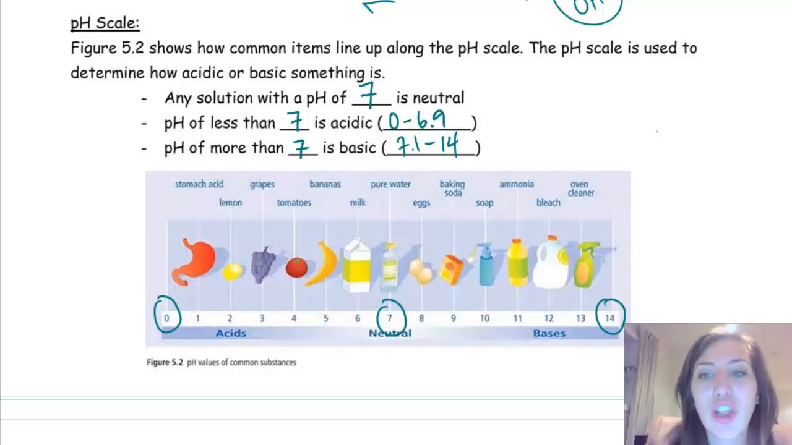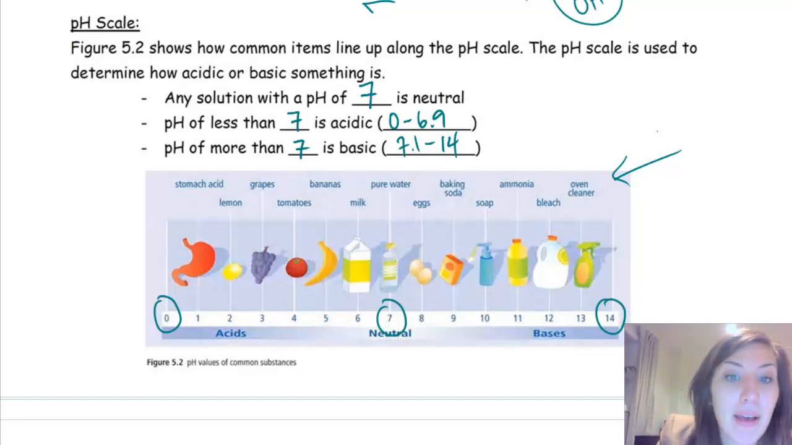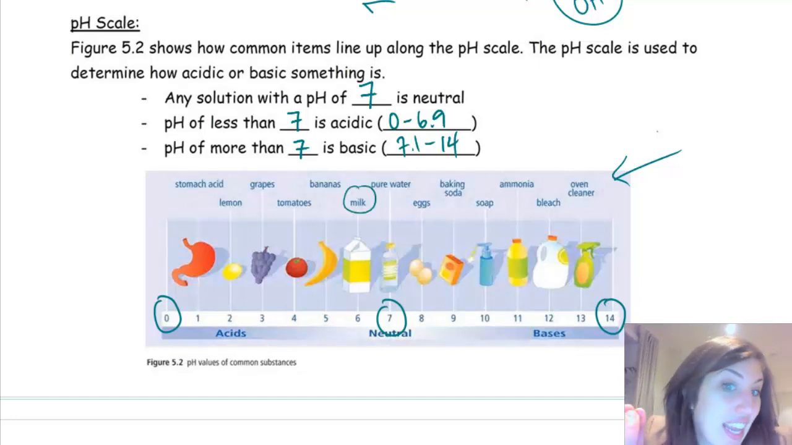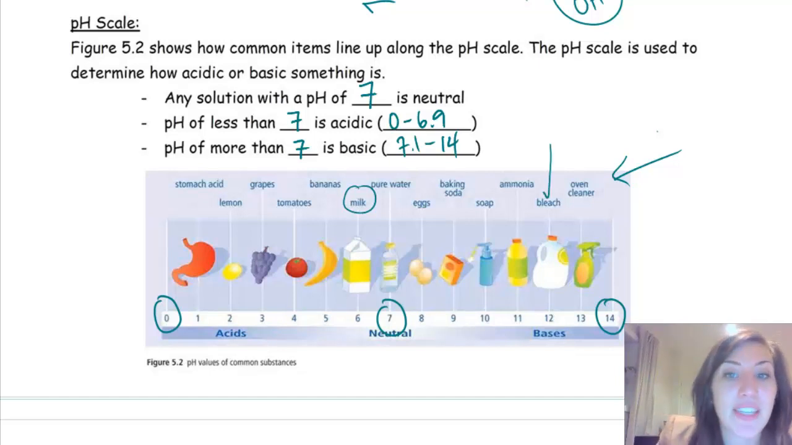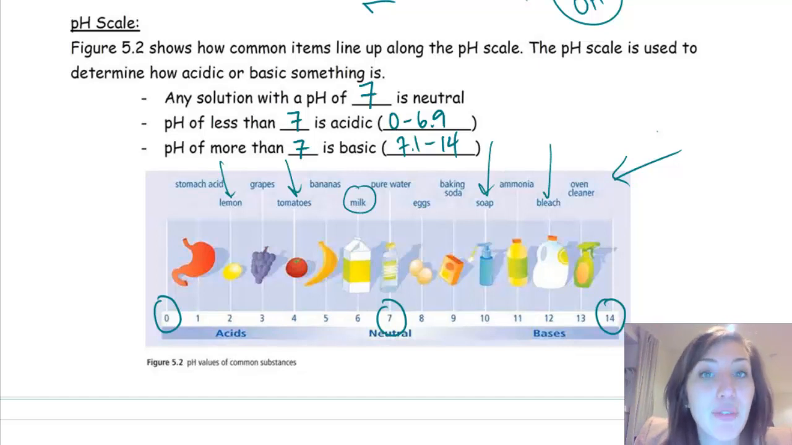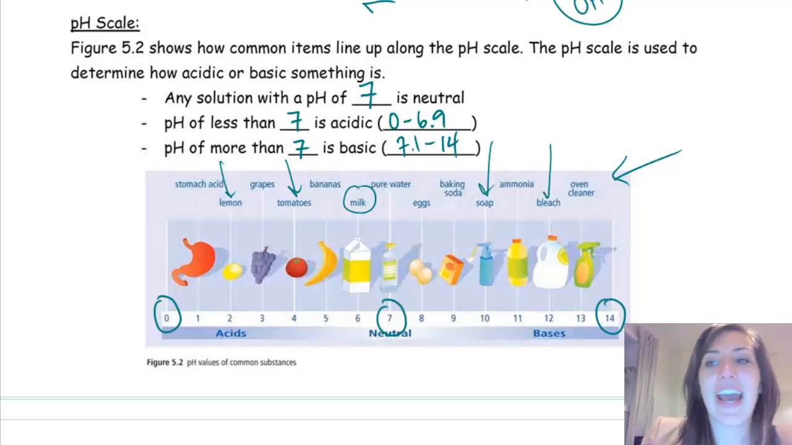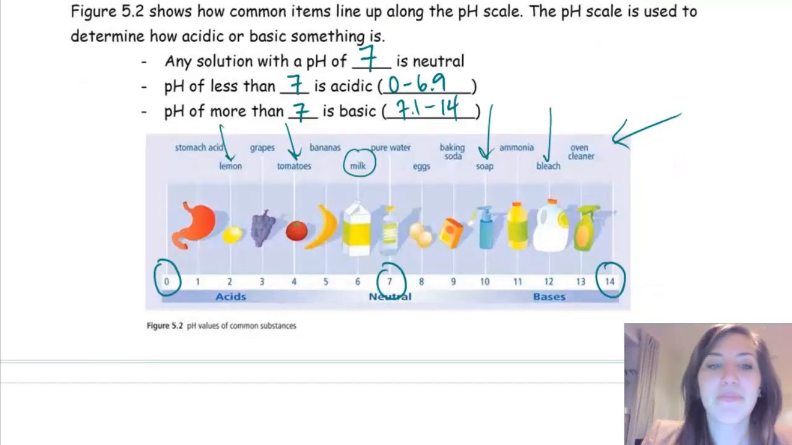So as you can see, there are lots and lots of items that you probably recognize. Something like milk is slightly acidic. Pure water is right in the middle, neutral. Eggs are a little bit basic. Bleach is basic. Soap is basic. Tomatoes are acidic. Lemon is acidic. If you have or know somebody that has acid reflux, then they're told not to eat as many acidic things because their stomach might let the acid up into their esophagus.